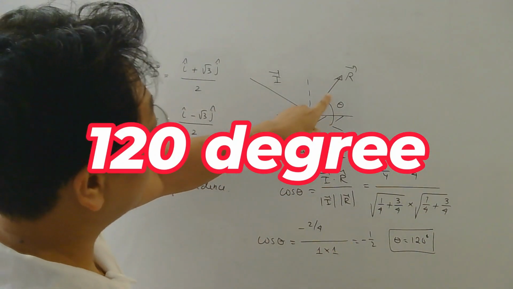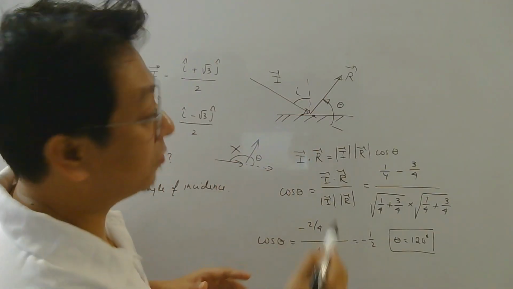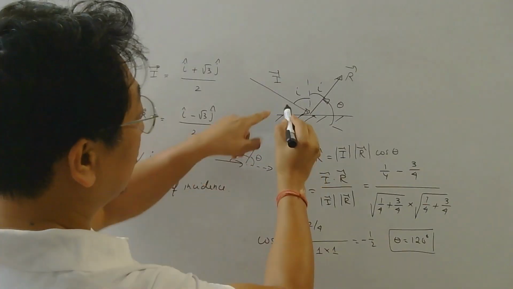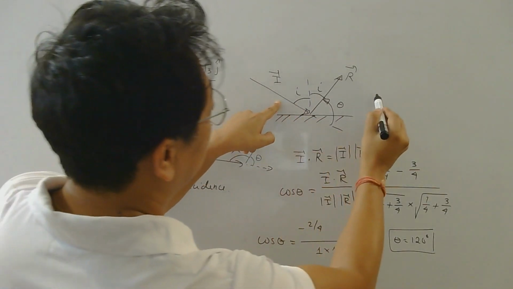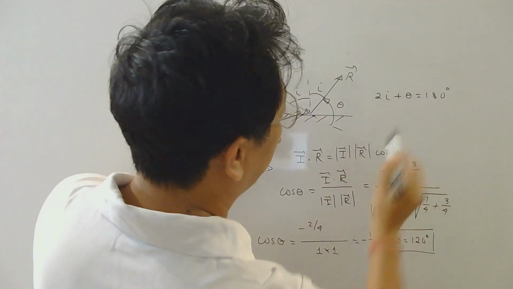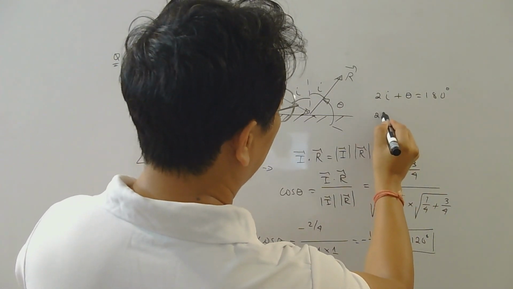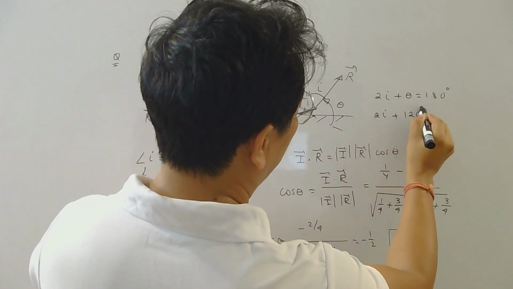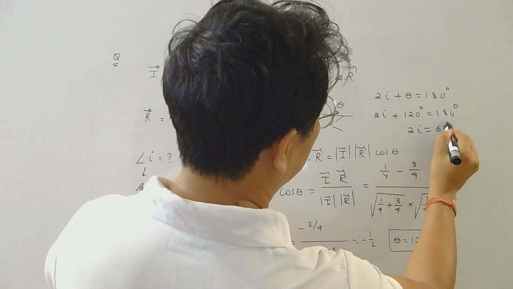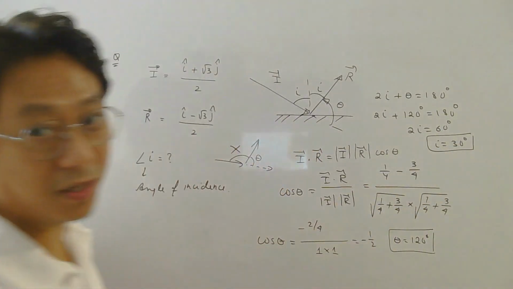So if this is 180 degrees, you know that this is the angle of incidence, and the law of reflection says angle R is also equal to angle I itself. Now this whole angle is 180, right? So 2I plus theta is 180, isn't it? So if I substitute theta, I will get 2I plus 120 equals 180. So 2I will be 60, I will be 30 degrees. So that would be the answer.